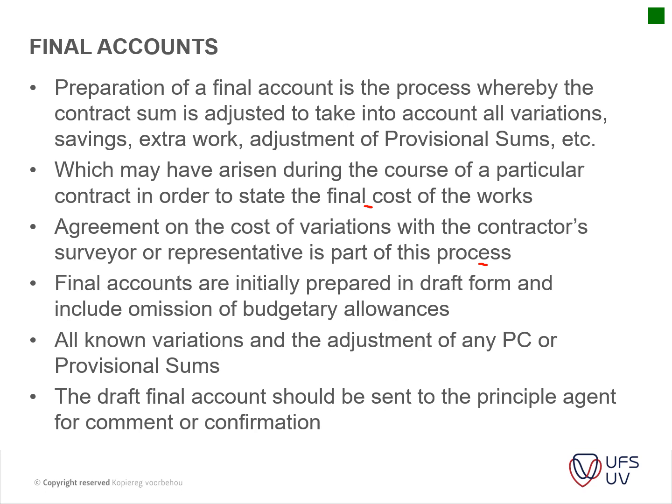Final accounts are initially prepared in draft form and include omissions of budgetary allowances. So it's basically those budgetary allowances that we spoke about, those PC amounts and provisional sums, are omitted, and the actual cost is then added. So it's, like I said, just an administration type of procedure where you omit the one item and then you just add the new item. The draft final account should be sent to the principal agent for comment and confirmation.